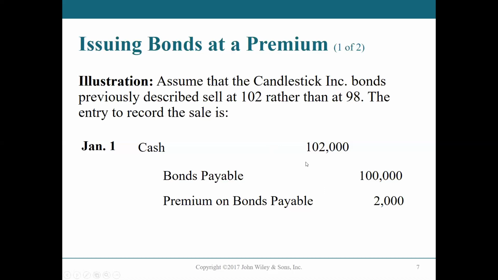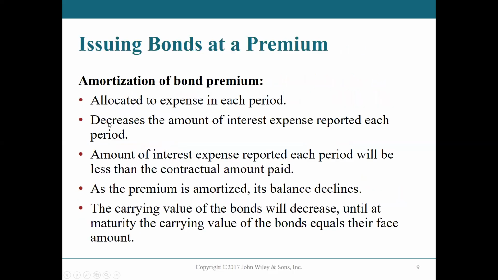And so where do they usually put the $2,000? What do you mean? Where does it go? Doesn't it get spread out? Yes. When we amortize it, it's going to decrease the amount of interest expense reported each period.